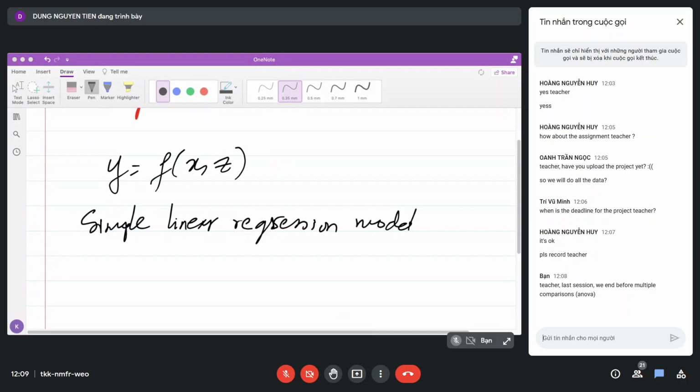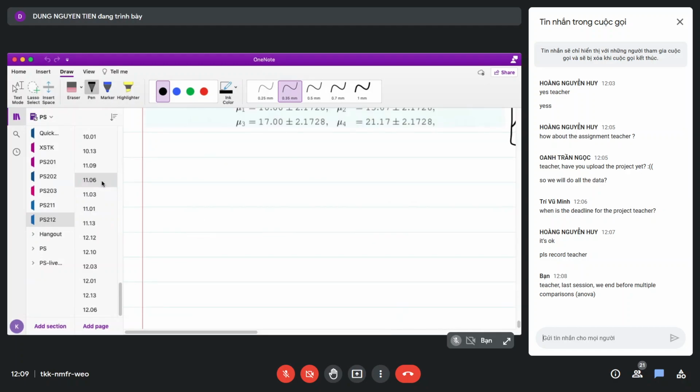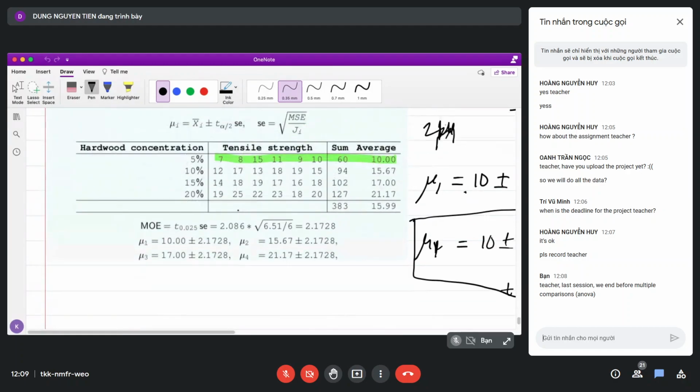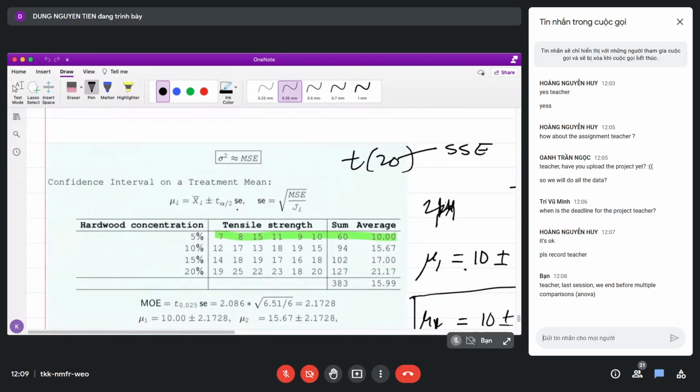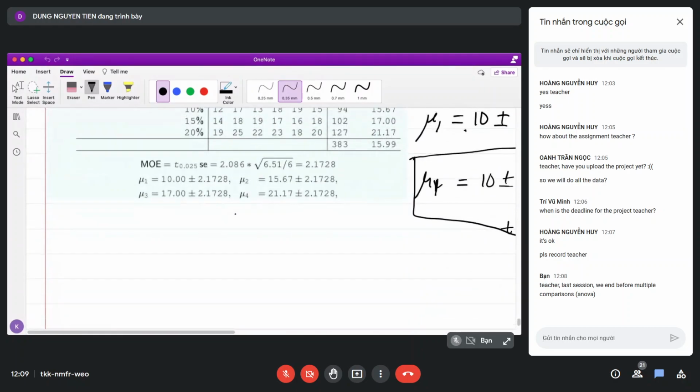Last time, did I talk about multiple comparison? I'm sure that we haven't studied it. Let me check. This is what we studied last time, right? Oh, I see. We haven't learned the multiple comparison. So I will talk about that a little bit to finish this one.